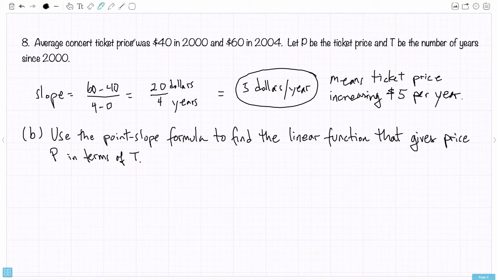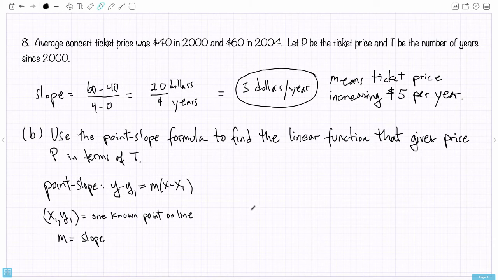Part B says use the point slope formula to find the linear function that gives price P in terms of T. So point slope is y minus y1 equals m times x minus x1, where (x1, y1) is a known point, one specific point on the line, and m, of course, is the slope.